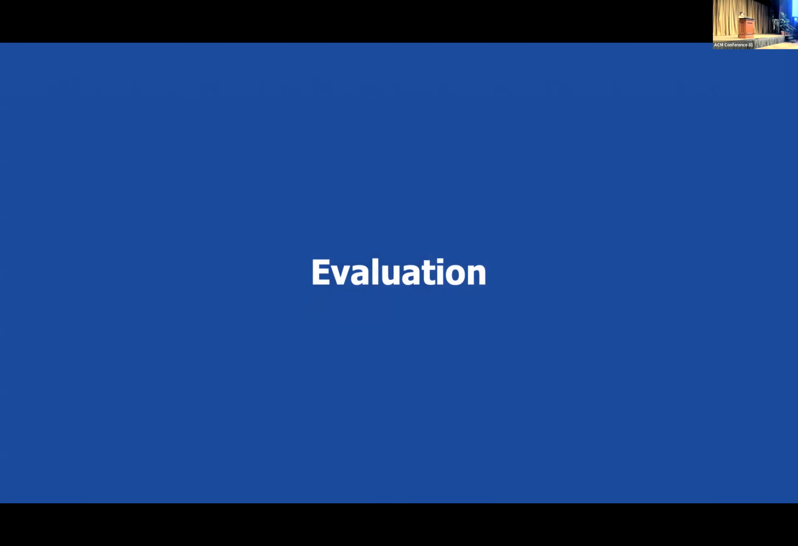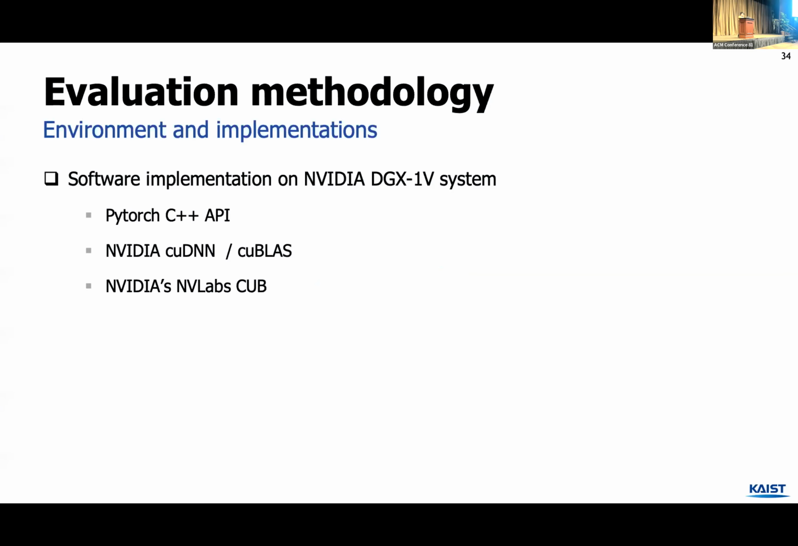Now I will explain our evaluation methodology. For the evaluation, we use the NVIDIA DGX-1V system, which has 2 Intel Xeon CPUs and 8 V100 GPUs. We implement our evaluation system using the low-level PyTorch C++ API and NVIDIA's performance-optimized libraries. The core part of ScratchPipe was implemented by custom CUDA implementation and NVIDIA's CUB library.